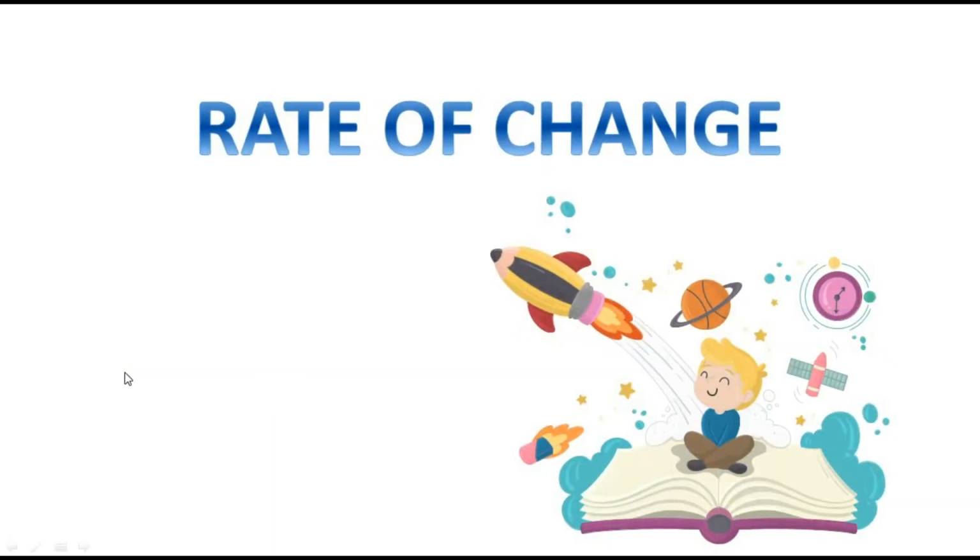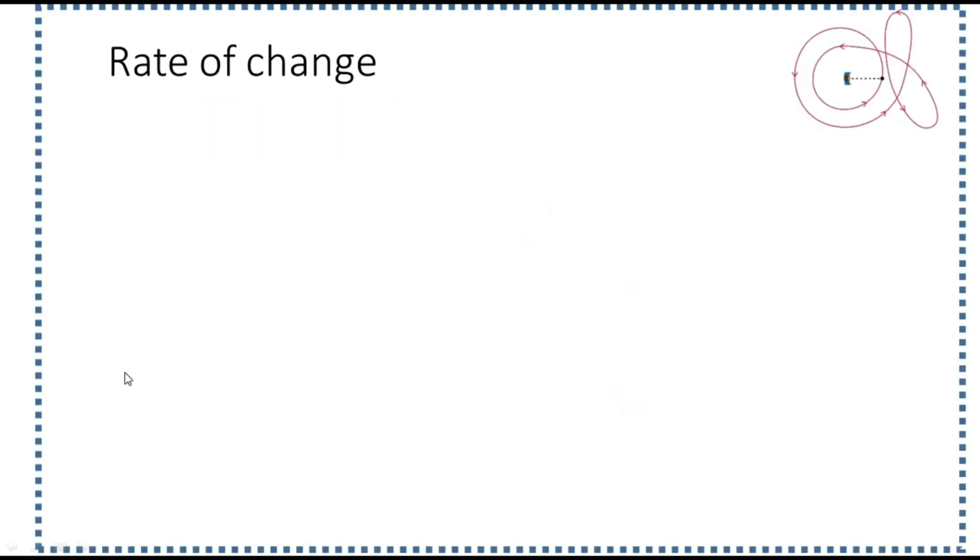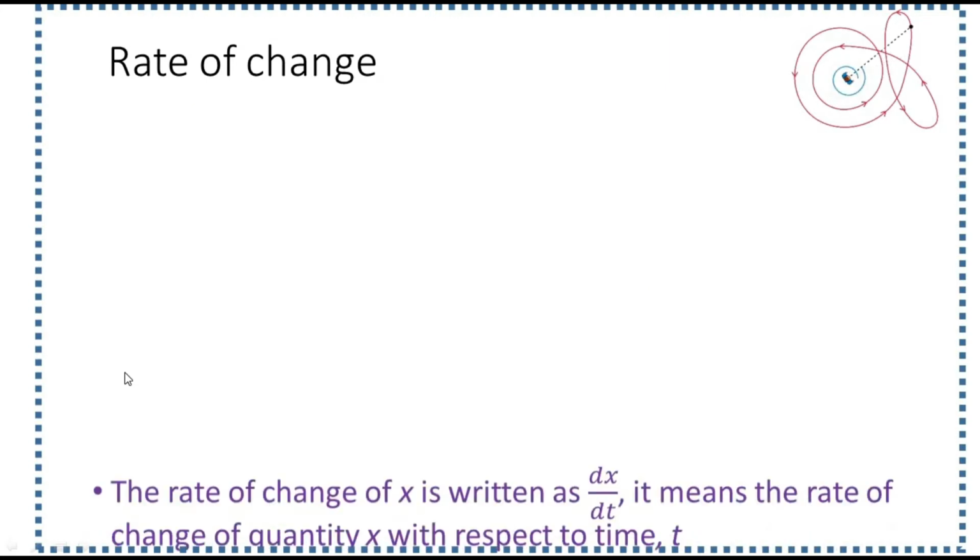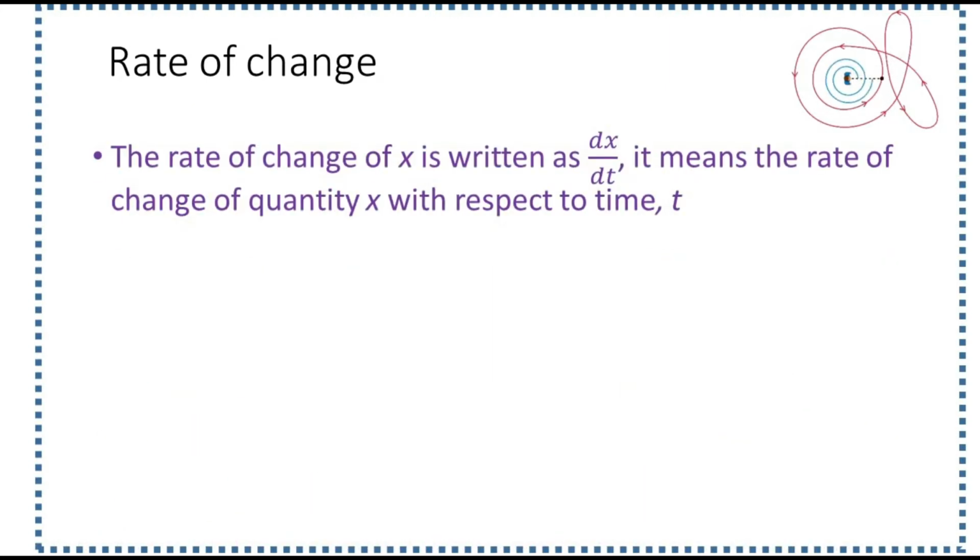Hello to all. So in this video we will learn about rate of change. The rate of change of x is written as dx over dt. It means the rate of change of quantity x with respect to time t. In other words, the word rate is basically based on time. That's why we use the symbol t.